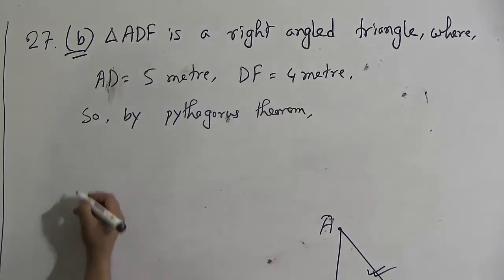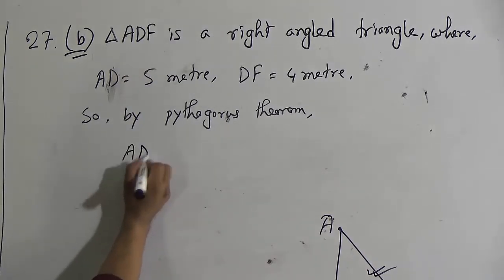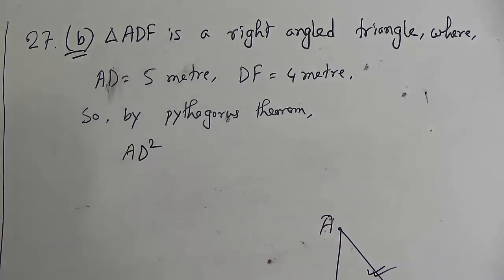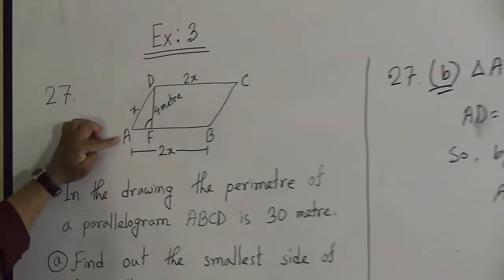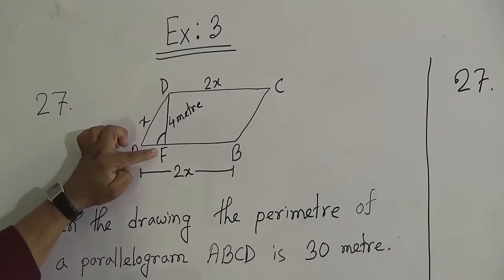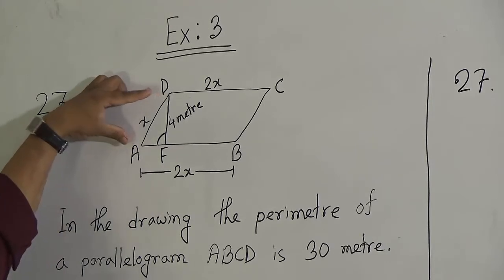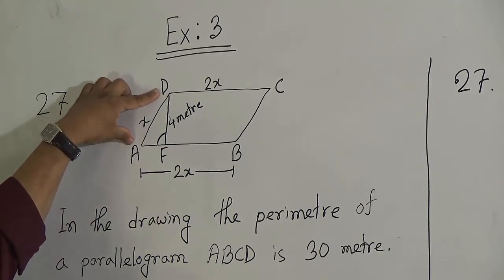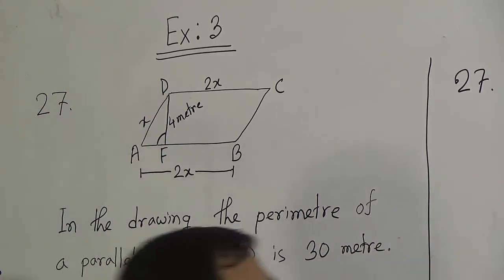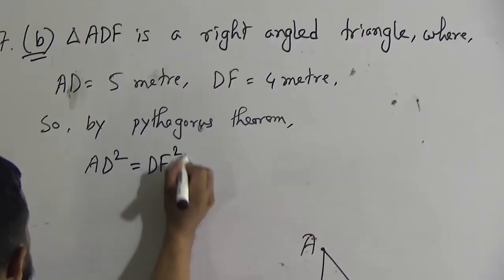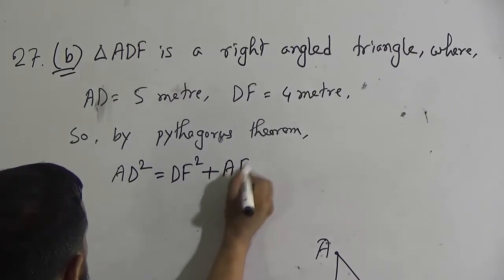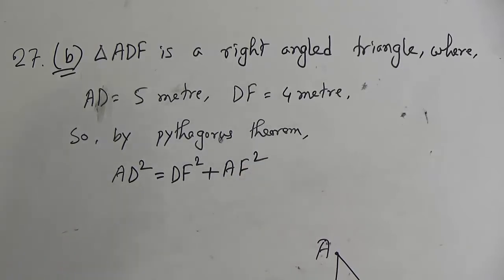we can write down in the figure, it's AD square. AD is the hypotenuse. Look at the figure again. The given figure is ADF, a right angle triangle where AFD is a right angle, and the opposite side is AD. So AD will be our hypotenuse, okay. So AD square is equal to the sum of the other two sides square, okay. So AD square is equal to DF square plus AF square. This is our Pythagoras theorem, okay.